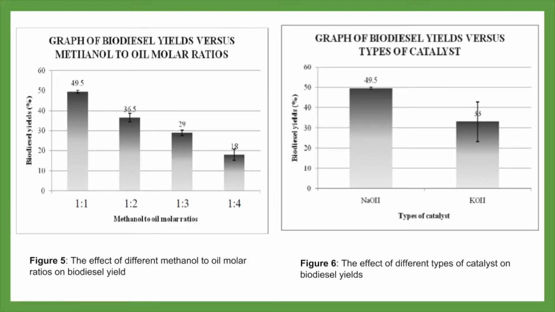Figure 5 is a graph of biodiesel yields versus methanol to oil molar ratios. The graph shows that 1:1 methanol to oil ratio has the highest biodiesel yield percentage at 49.5%. Following that was 1:2, 1:3, and 1:4 at only 18% yield. Figure 6 is a graph of biodiesel yields versus moles of catalyst. The graph shows that when sodium hydroxide was used as the catalyst, a higher percent yield at 49.5% was found when compared to potassium hydroxide at 33%.